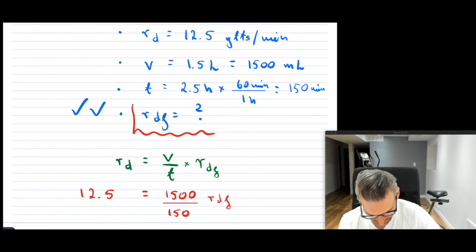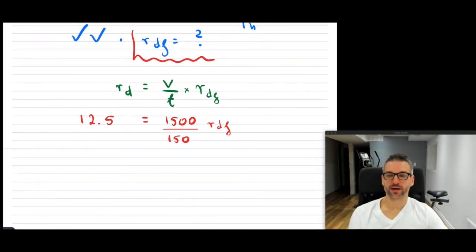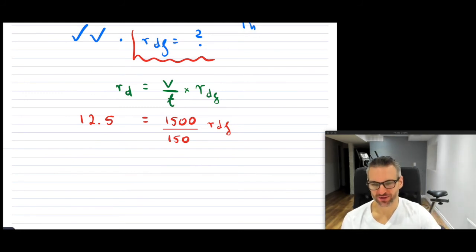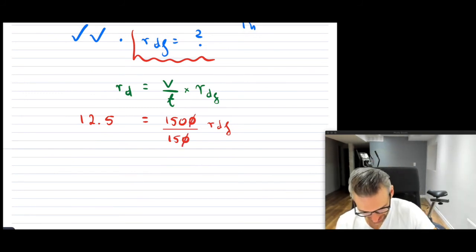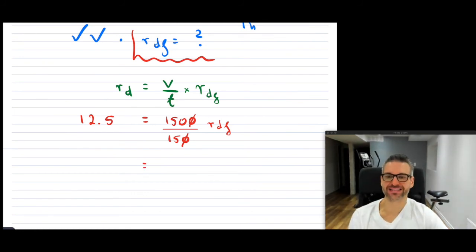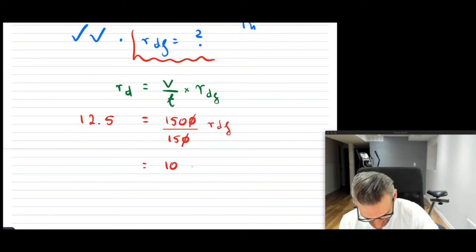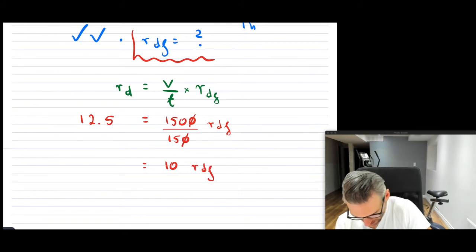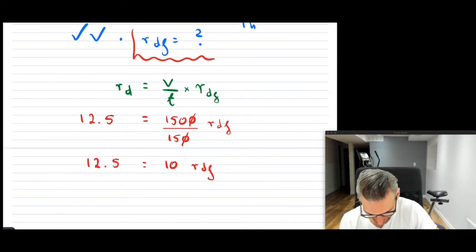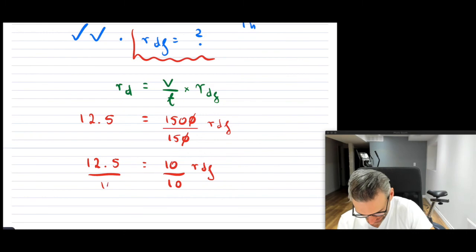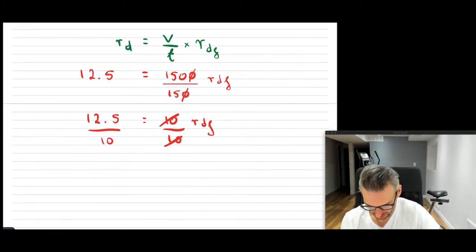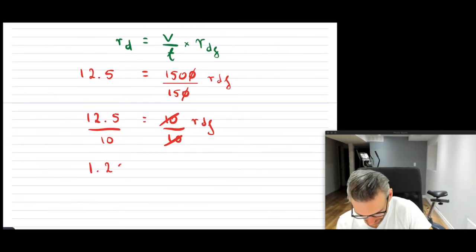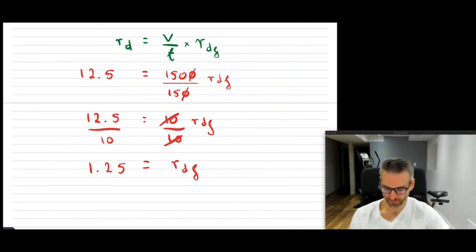Now we can solve for that. Well, 1500 divided by 150 is just 10. So this is 10 RDF. You can check that on your calculator if you like. Then divide both sides by 10, so that's going to cancel. And you're going to get 1.25 is equal to RDF. All right, so this is what we will have.